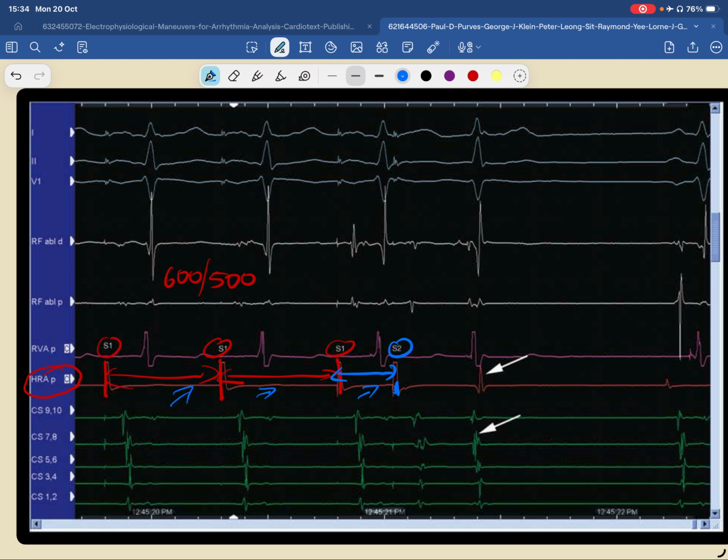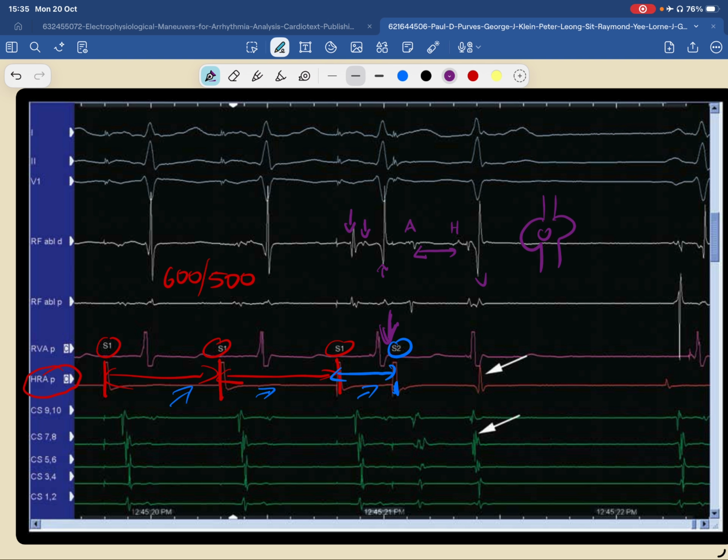Now, what we are going to see as proof of dual AV nodal physiology is that after introducing this extra beat, you're going to have an AH prolongation, right? So you can see here, I think that's your A, your H, and your V. So now you have your A, and there's your H somewhere, and your V. Now, that proves that, remember, you have a fast pathway and a slow pathway.